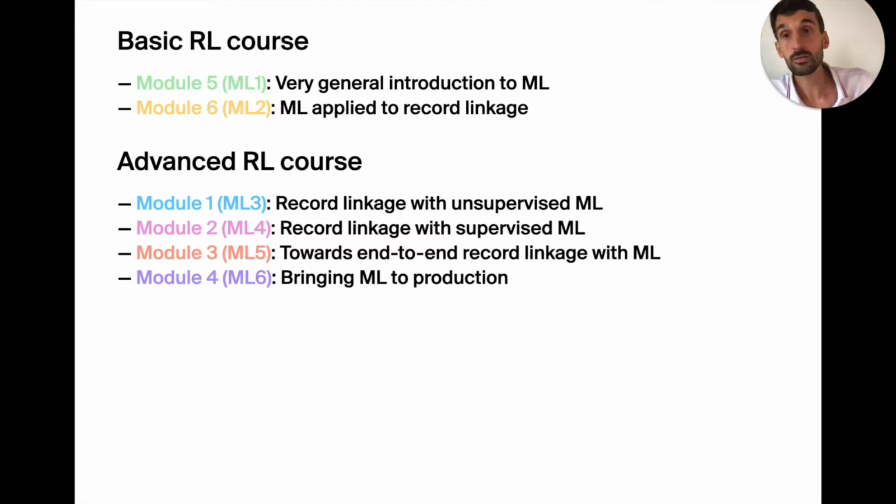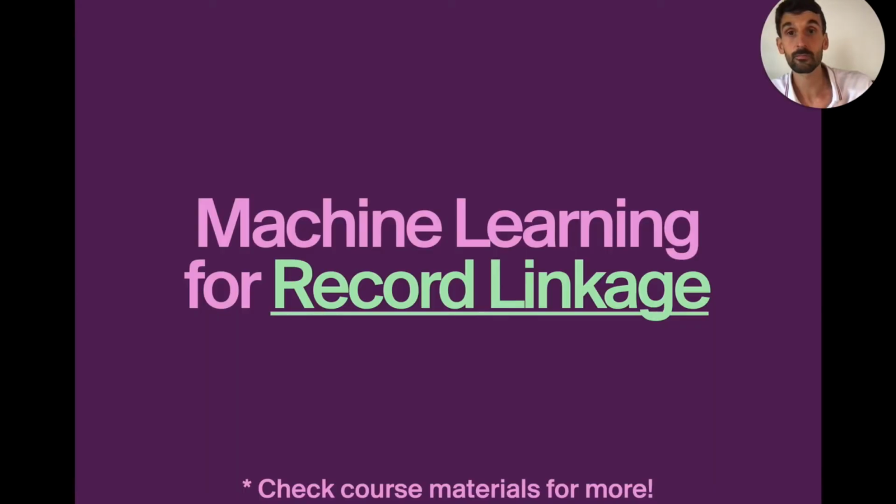In the advanced course, we will get a little bit more hands-on. In modules 1 and 2, we will do 2 case studies where we will apply supervised and unsupervised machine learning methods to the record linkage pipeline. You will learn today what we mean by supervised and unsupervised machine learning methods. In modules 3 and 4, we will explore and discuss how we can package and document our code so that it looks more professional and essentially brought to production, that is, implemented within our institutions.